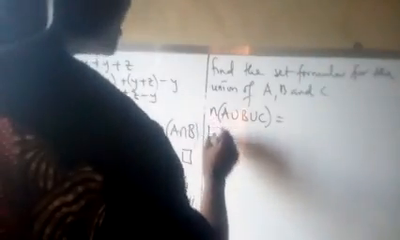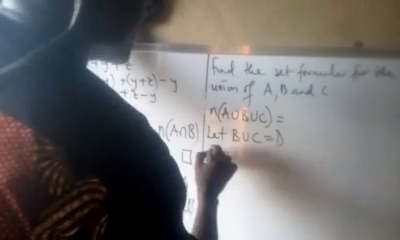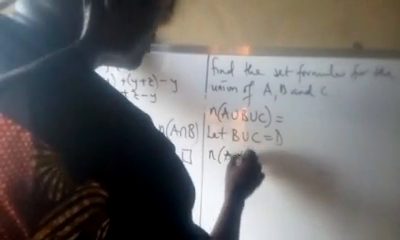Now let B union C equal D. Okay, let B union C equal D. So that means I want to find the number of A union B union C. You know, it's the same thing.